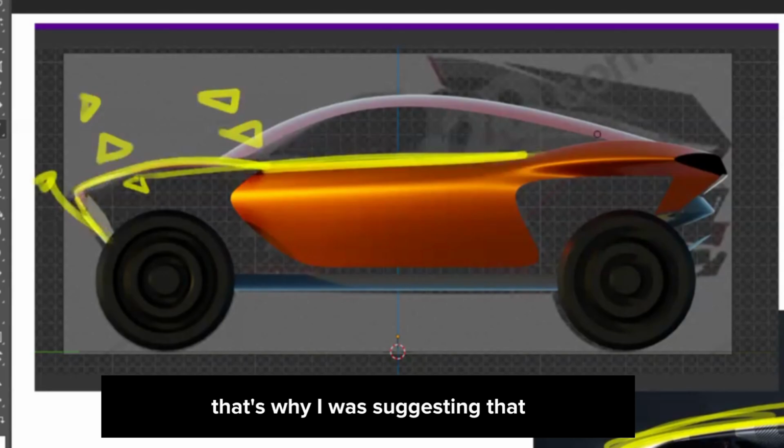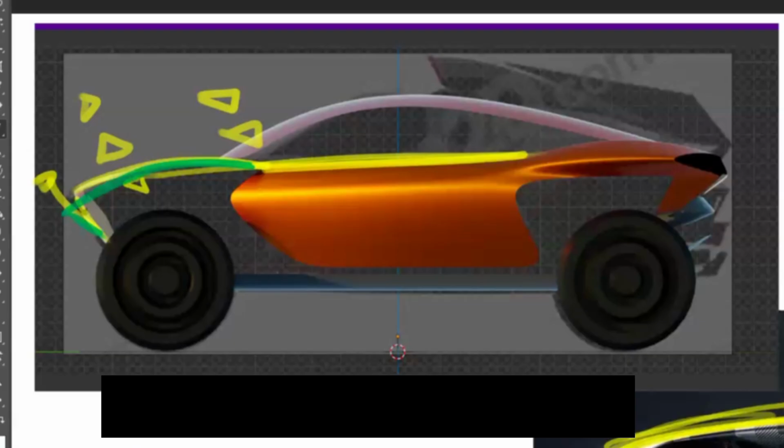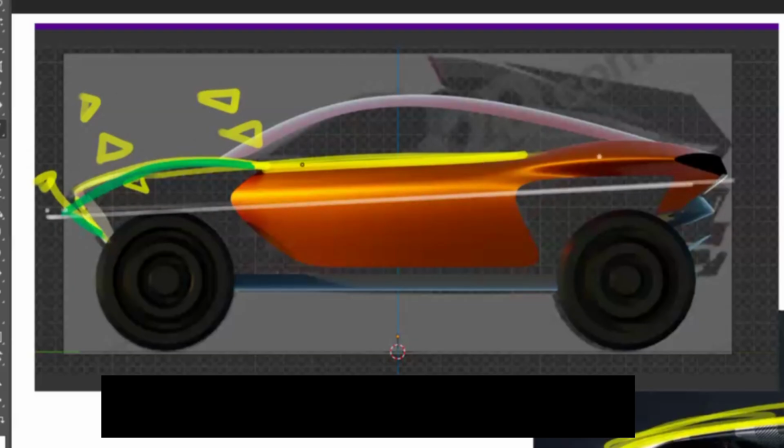That's why I was suggesting that the solution could be dropping the nose a little bit more here, because that's going to make more sense with the nose and the whole direction of the bed line. You see?